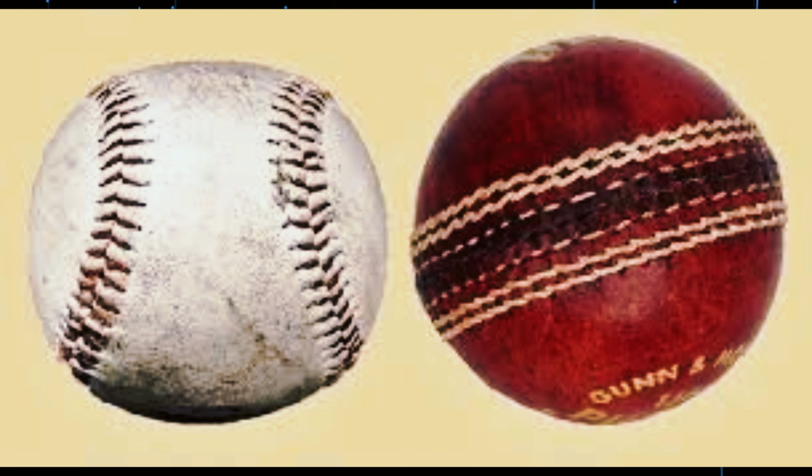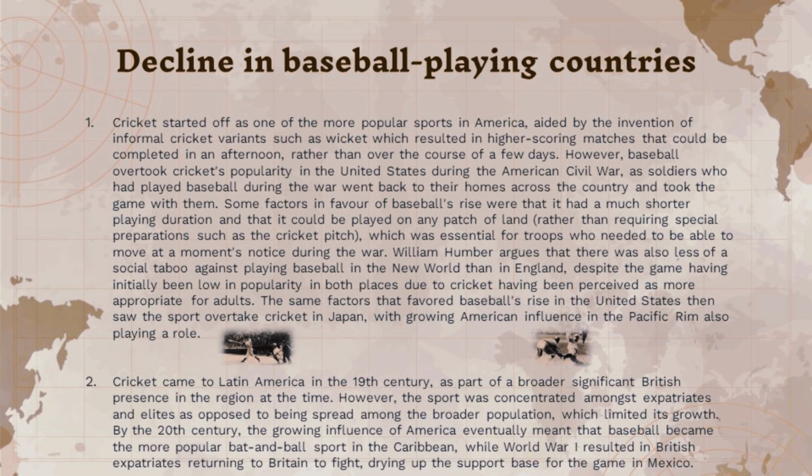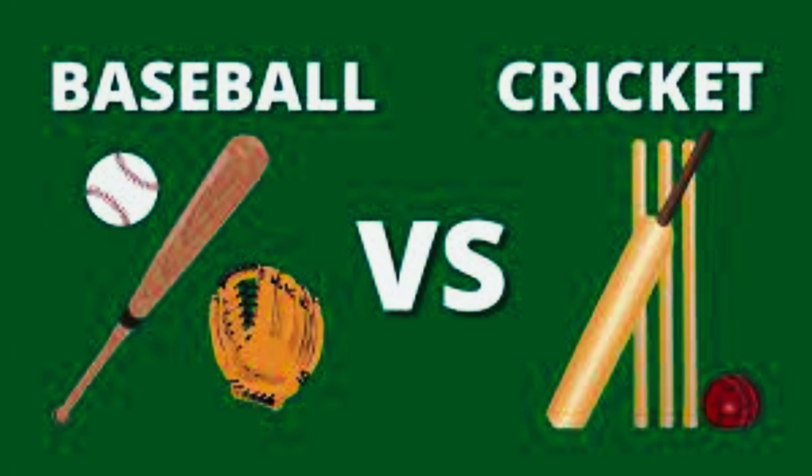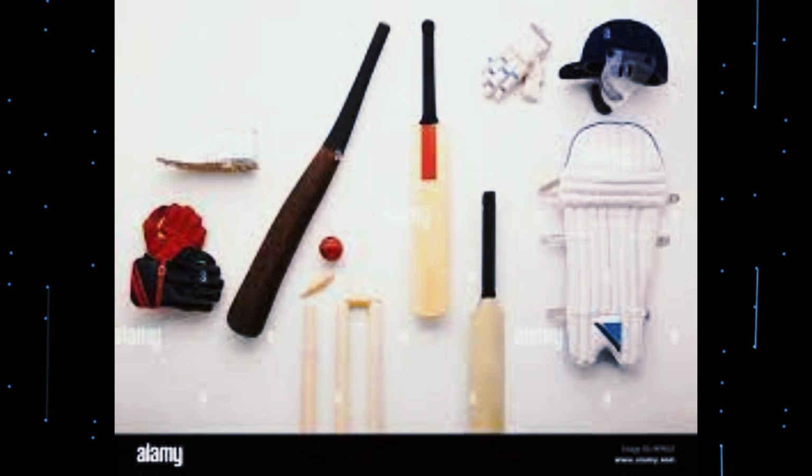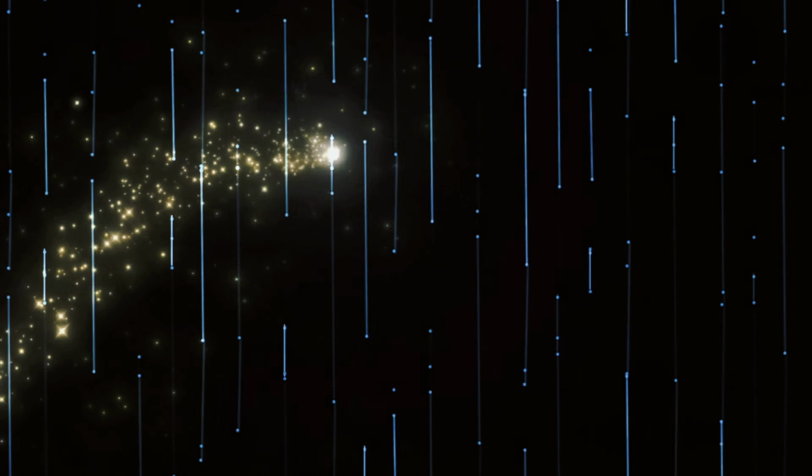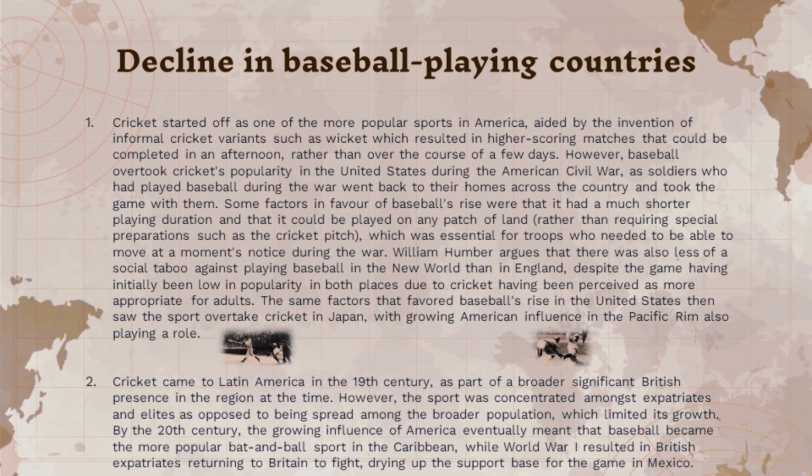Historian William Humber highlights baseball's acceptance in the New World, contrasting with England's social taboos. These factors not only cemented baseball in the US, but extended its influence to Japan, spreading through America's Pacific Rim connections, where cultural adaptation mirrored global power shifts.